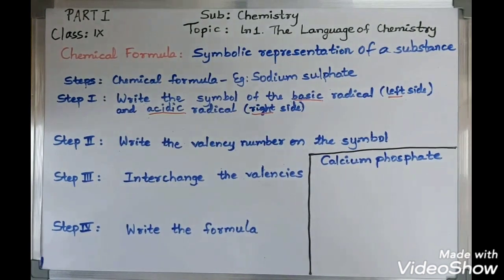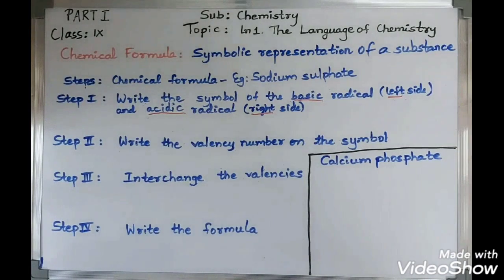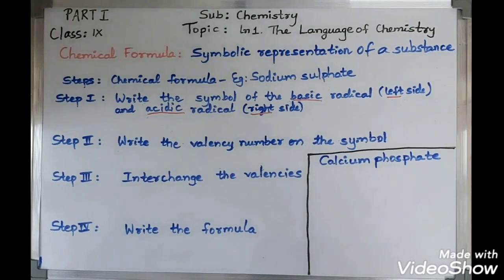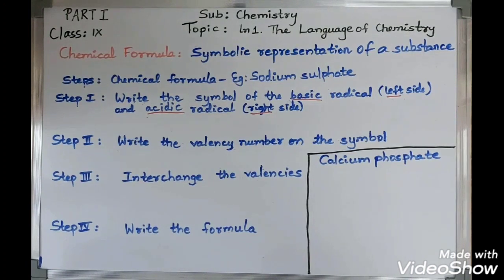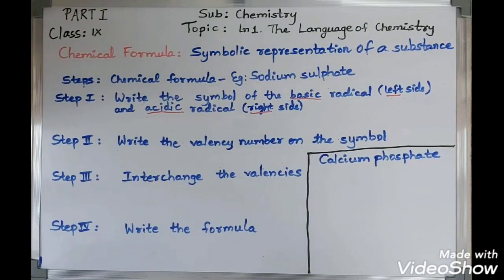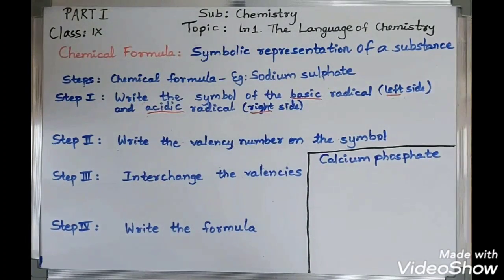A part of it you have already studied before the holidays. Before the holidays you learned a few subtopics, one of which was the symbols of elements, and the other was valencies of ions and radicals. You also have learned the valency chart. Hope you are thorough with it. You need to learn it by heart, without which you will not understand the next part of the lesson that I am going to teach you today, and that is chemical formula.